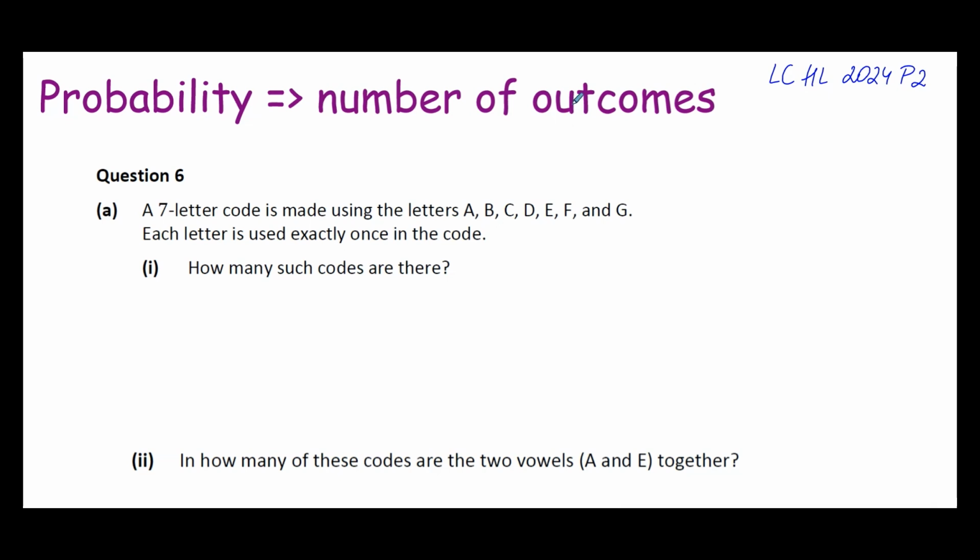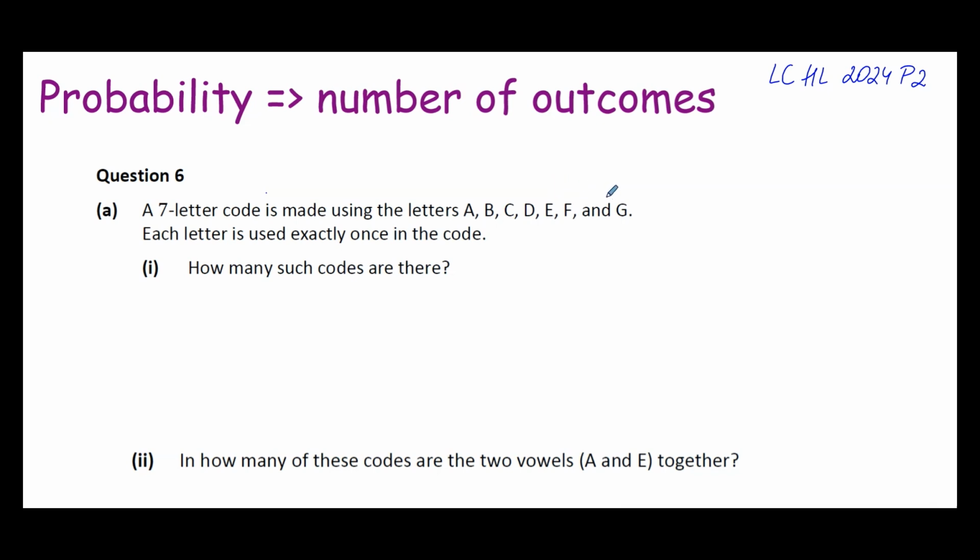Probability, and specifically number of outcomes. This question is a typical scenario when it comes to doing different calculations for number of outcomes. A 7-letter code is made using the letters A, B, C, D, E, F, and G.